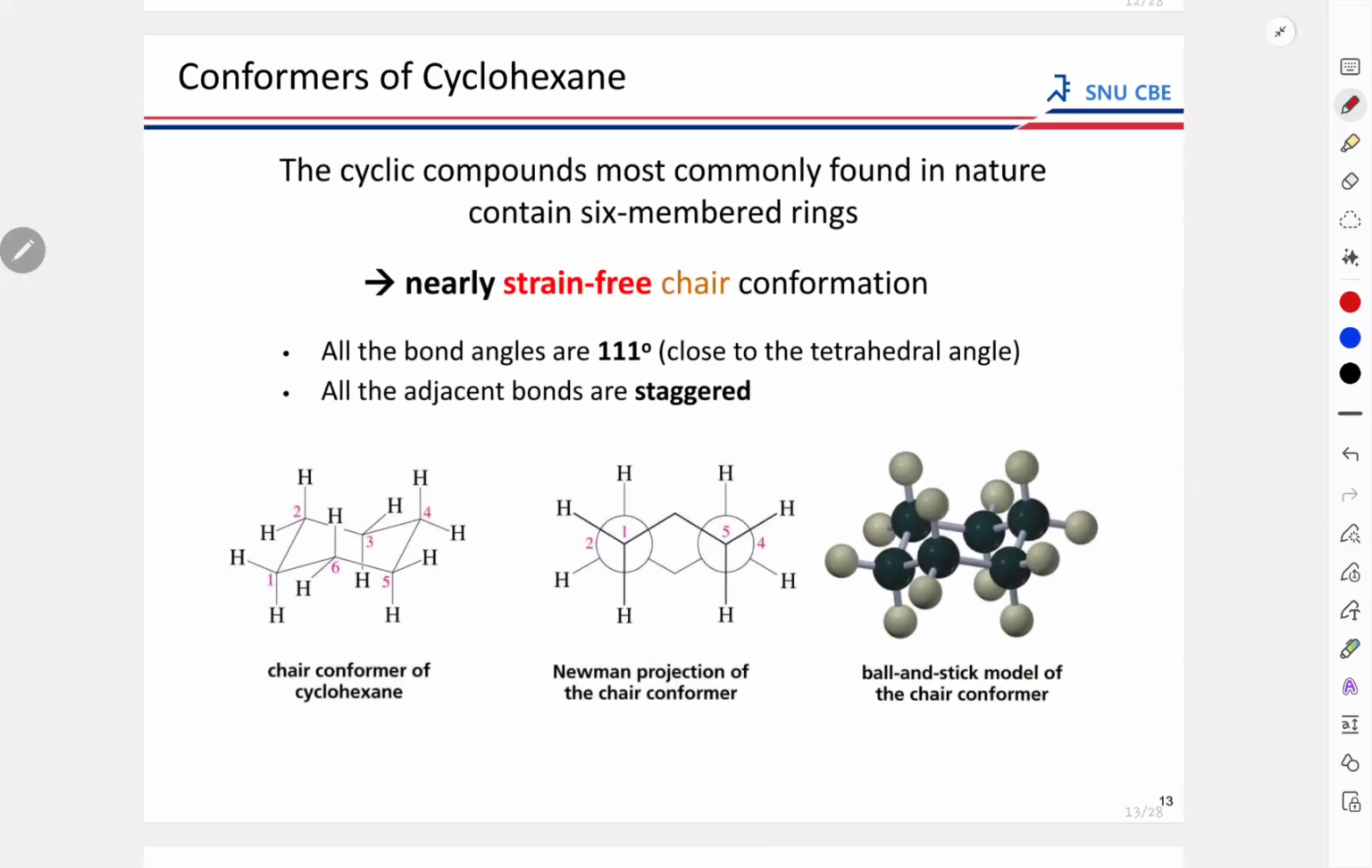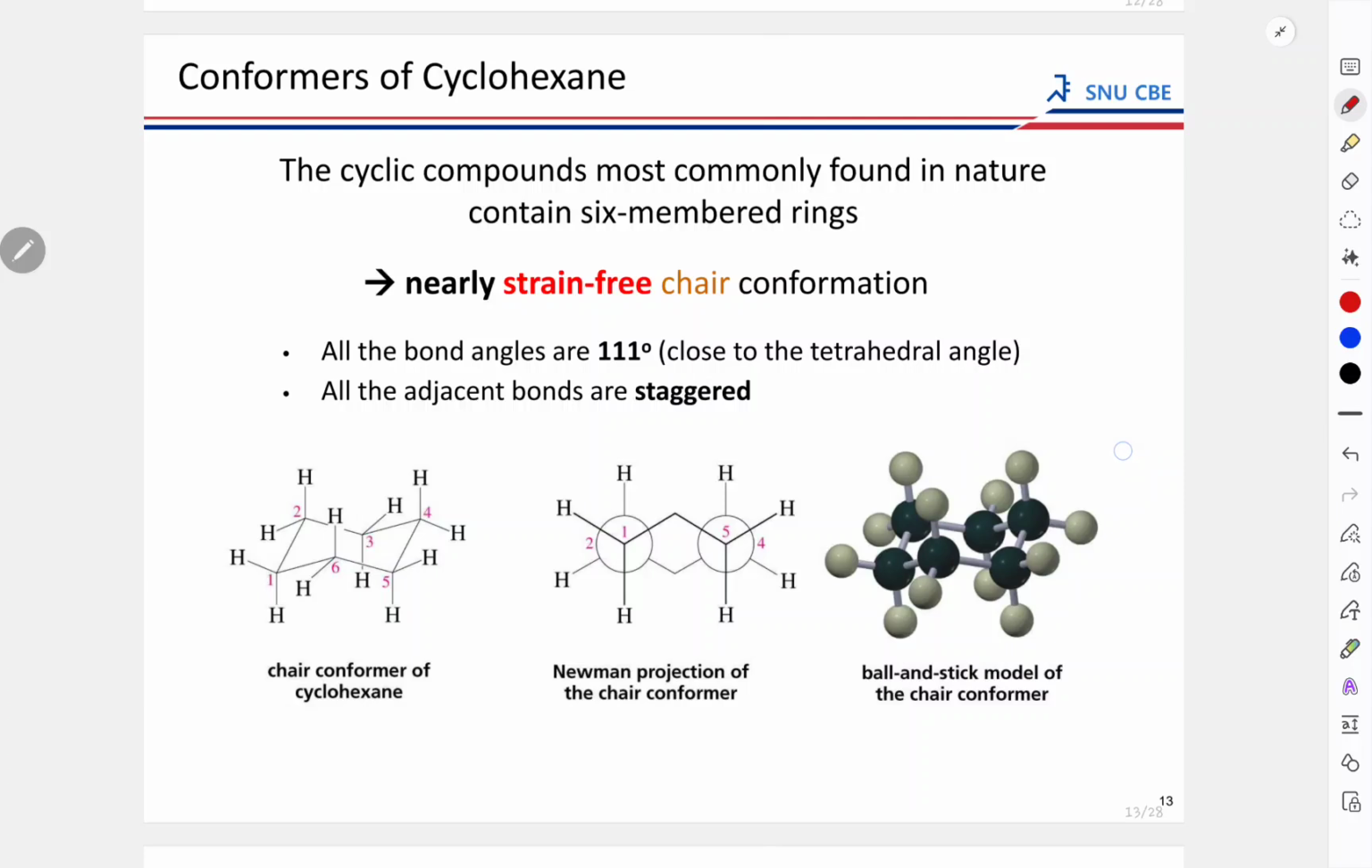What about cyclohexane? Cyclohexane is unique, and that's why we study it more. Perhaps you already know that the cyclic compound most commonly found in nature is the 6-member ring. You can identify the 6-member ring structure a lot in compounds, and the reason for that is that they can accommodate a nearly strain-free chair conformational state.